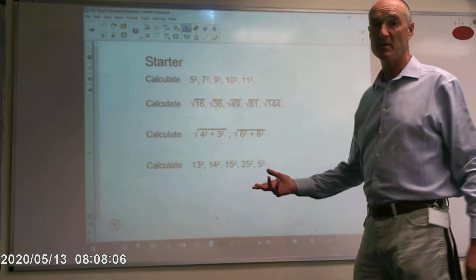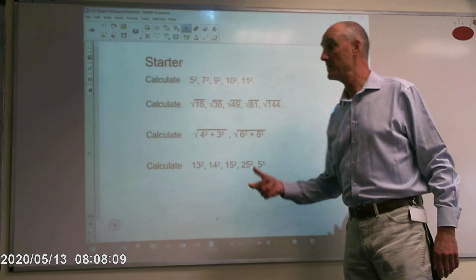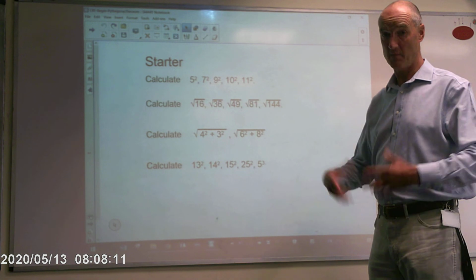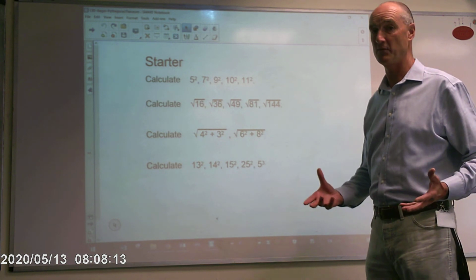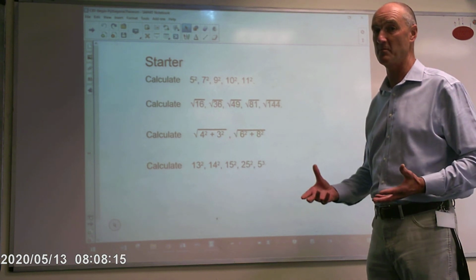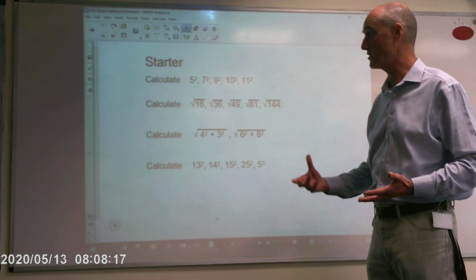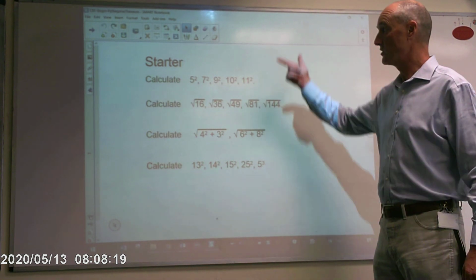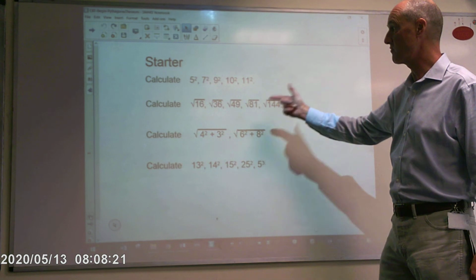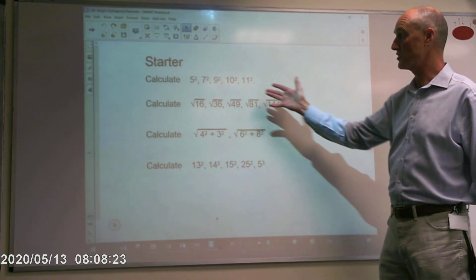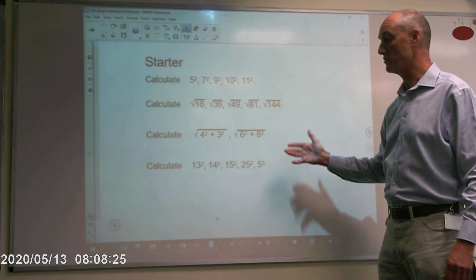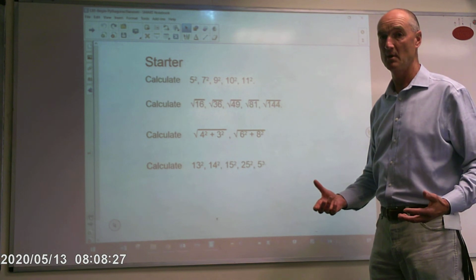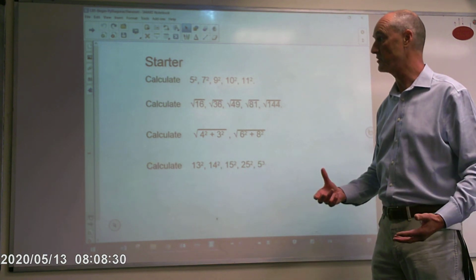Morning Year 10, what we're going to be looking at this morning is a little bit of Pythagoras Theorem. Some of you will be familiar with this, some of you not so familiar with it, some of you may not even have seen it at all. So I'm starting off quite simple. Your starter this morning is to just run through these square numbers and square roots, because that is what's going to help you working with Pythagoras later in the day.